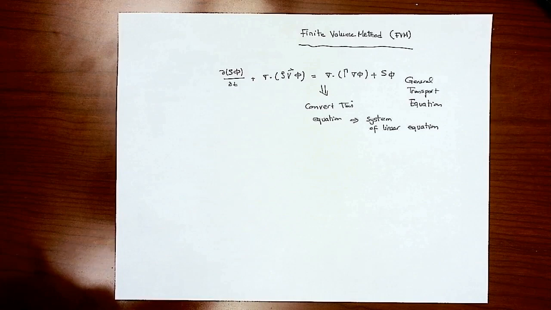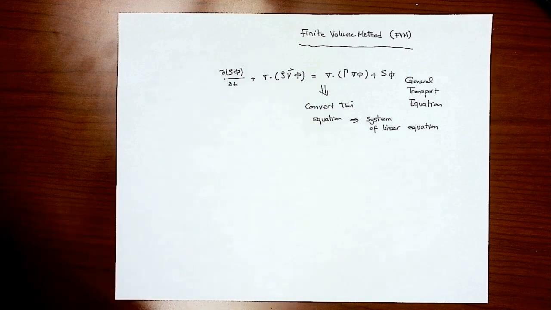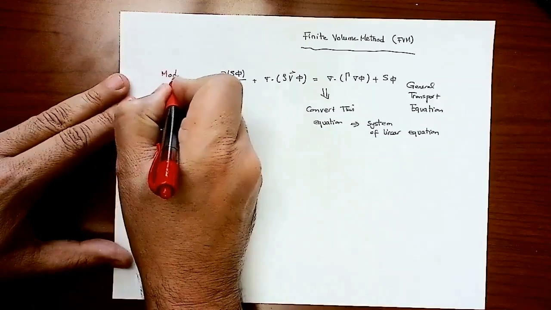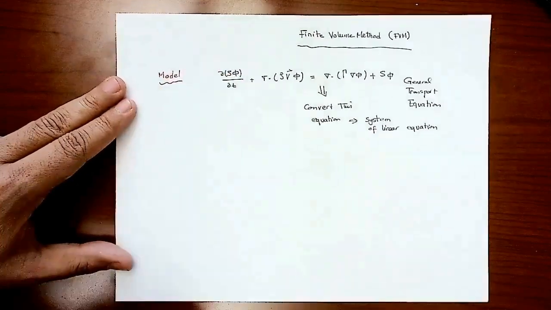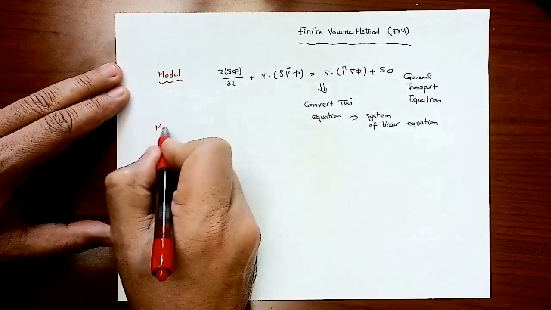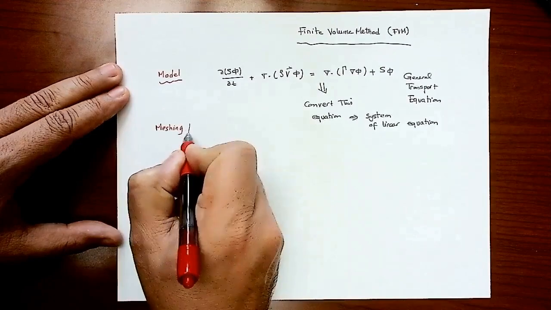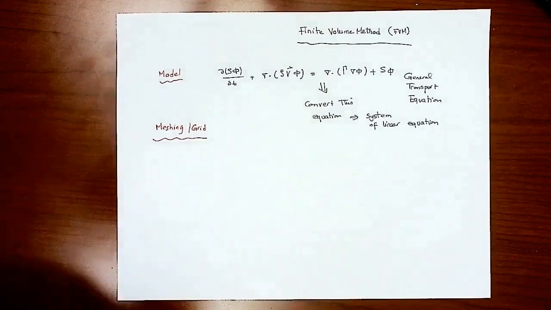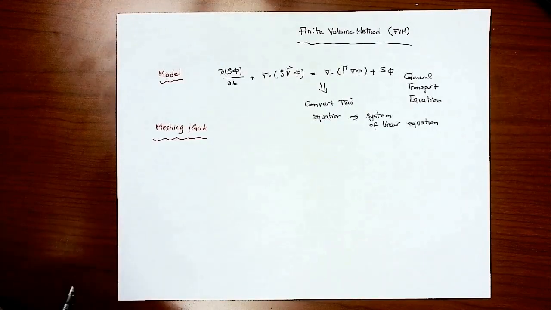So if you recall the major steps of CFD work, you have to define your model. Now our model is actually the general transport equation. This is our model right now. Then you need to create the mesh or the grid, right? Meshing or gridding your domain, to be able to discretize that model into a system of linear equations.